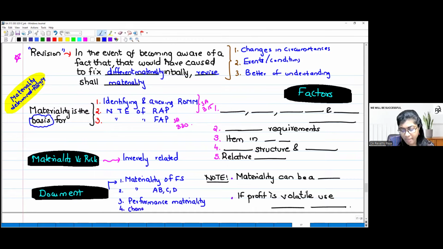Changes. Document. SA 320. Changes or revision. 320, very good. And if this much is okay, can you say proceed? Only one more thing.